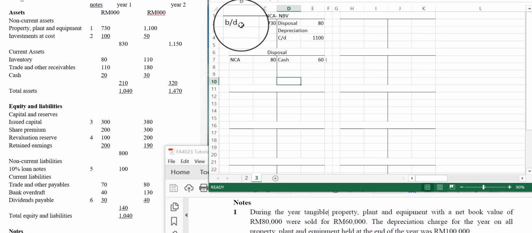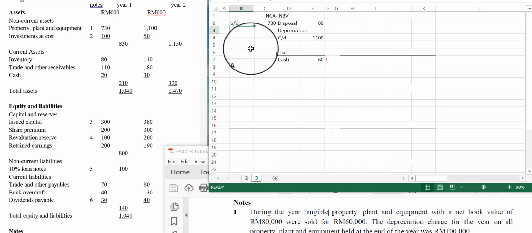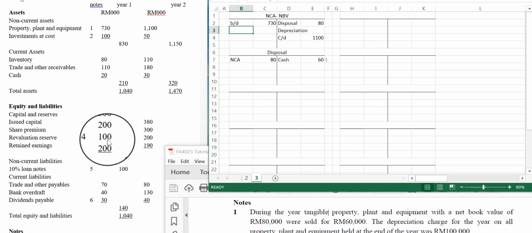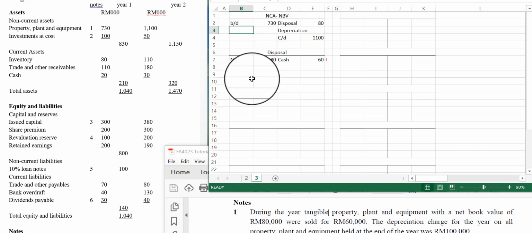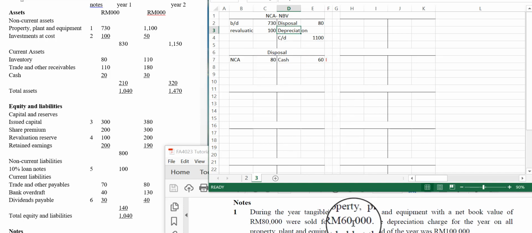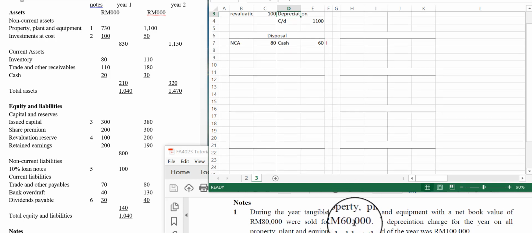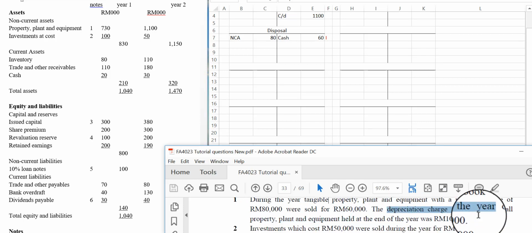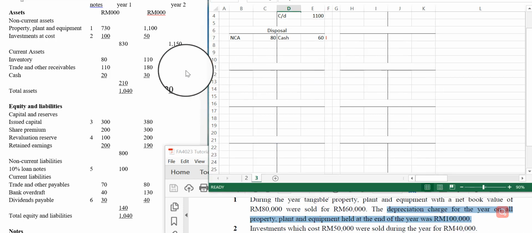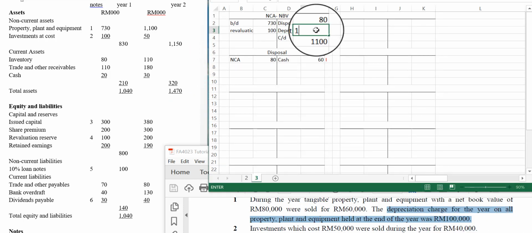On this side, on the non-current assets, we will normally only have 2 items. One is revaluations, another is your purchase. If you look at this case, our revaluation reserve actually increased from 100 to 200, which means that you have an increase in revaluations of 100. Next, we are looking for the current year depreciation. The depreciation charge for the year on all the property, plant and equipment is 100,000. So we only need to put in 100,000.